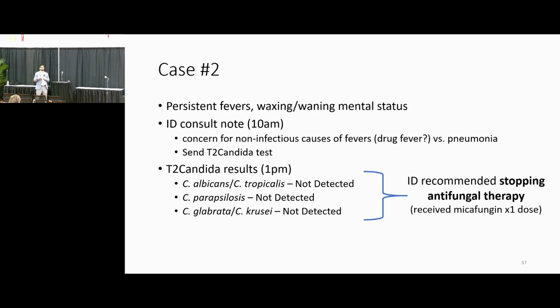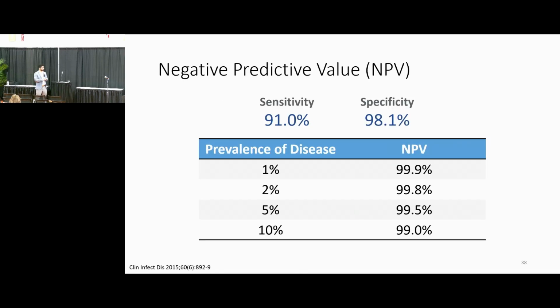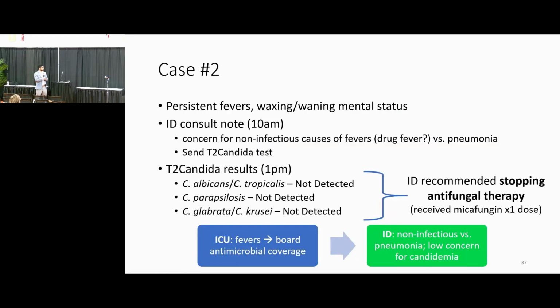For the index of suspicion that the ID physician had going in, so their pre-test understanding of where they place invasive candidiasis in the hierarchy of what's going on for this patient, the ID physician recommended immediately stopping antifungal therapy. The patient had 1 dose of micafungin. And so the difference really is understanding the ICU perspective: this patient has fevers, we need broad-spectrum antimicrobial coverage, not to oversimplify it.